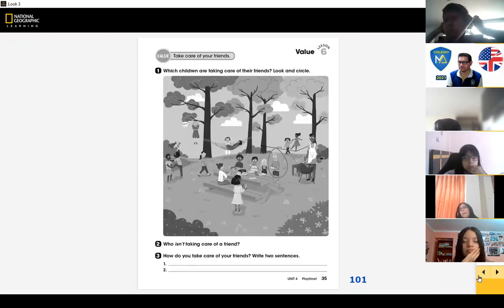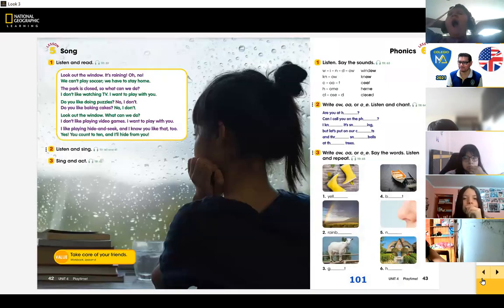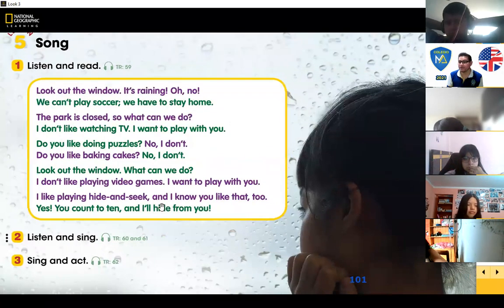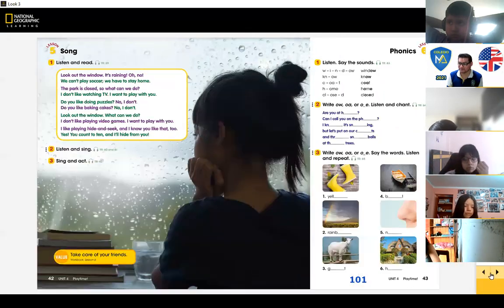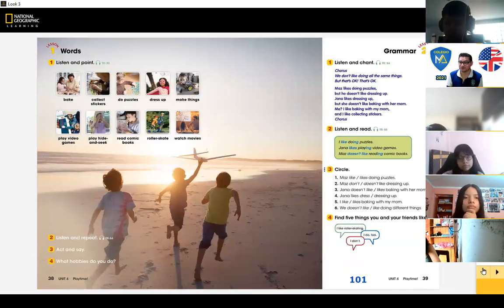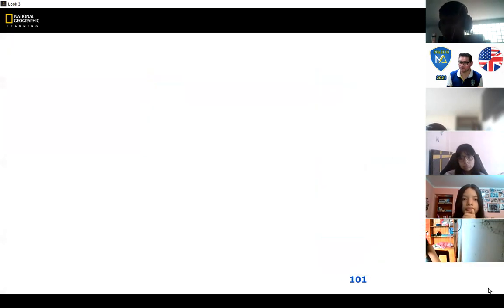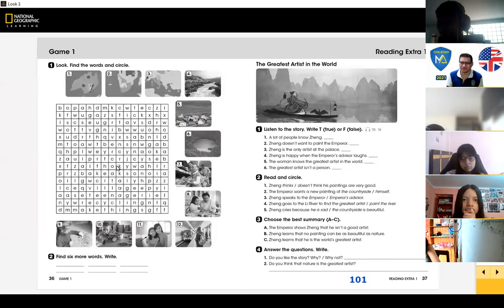If you don't remember, aquí está el value, a ver. Aquí está, ¿no? En esta canción. Let's look out the window, it's raining, we can play soccer, we have to stay at home, ¿no? ¿Qué más hicimos? For example, when there is something to do with some games, etc., you can help your friends too. ¿Ya? Vamos, next part.